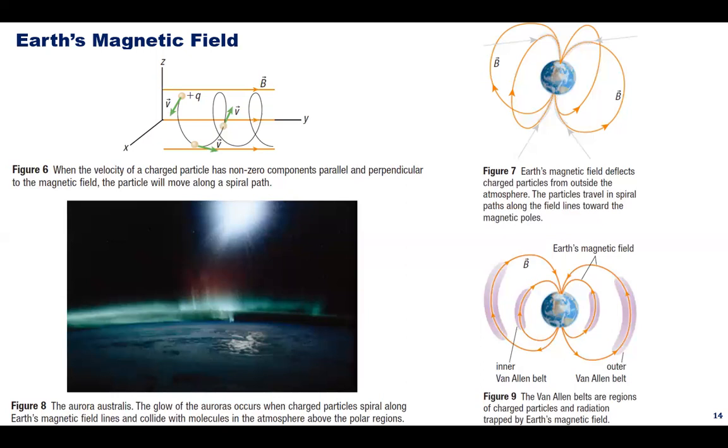The result is a spiral path that resembles the shape of a coil of a wire. The particle travels with a looping motion along the direction of the field, which is shown in figure 6 here. So charged particles entering Earth's magnetic field are deflected in this way. Since they are charged particles with a component of the velocity perpendicular to the magnetic field, they will spiral along the field lines towards the magnetic poles.